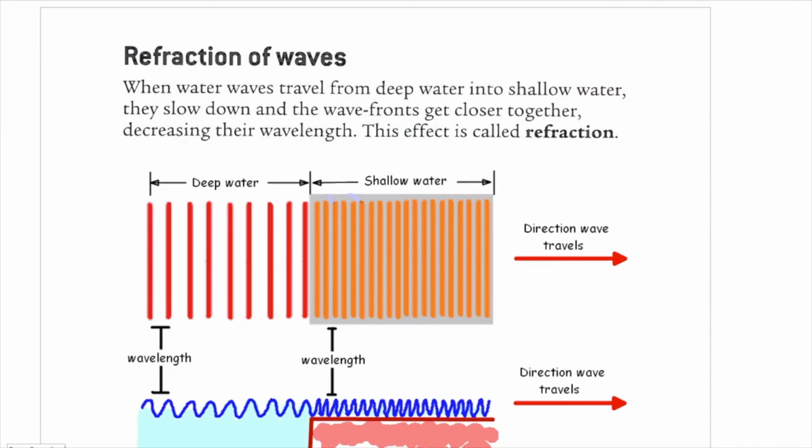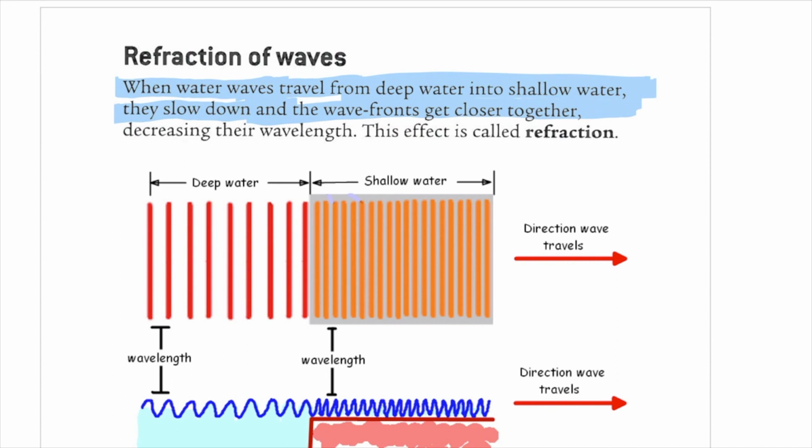Don't mix up refraction with reflection. They sound very similar, but look at the spelling. It's not faction, it's fraction. What is it? It's when water waves, or any waves actually, travel from deep water into shallow water. It's when waves change direction when they go from one medium to another. This is just an example, water waves. They slow down and the wavefronts get closer together.